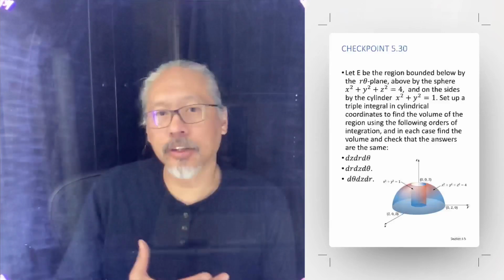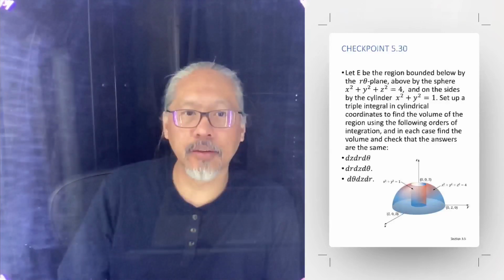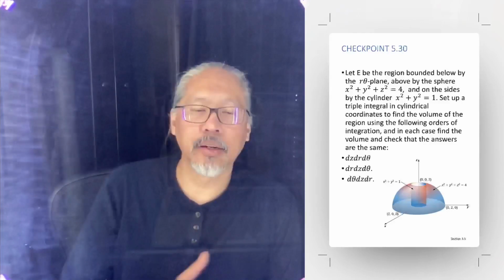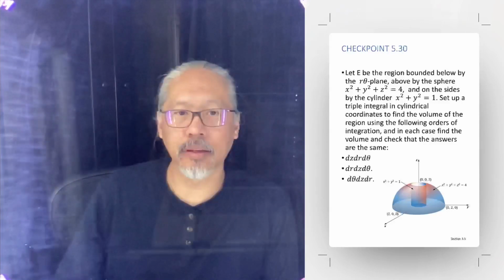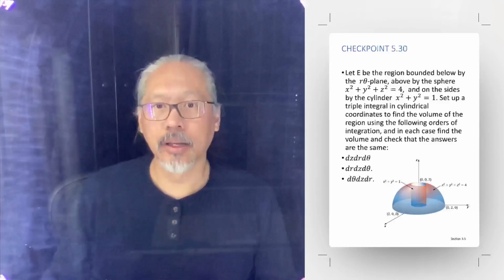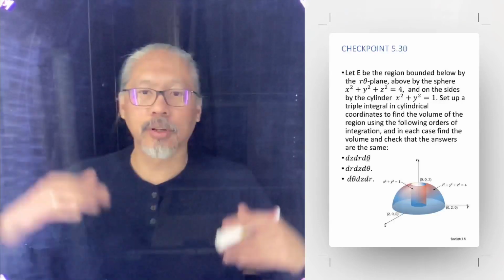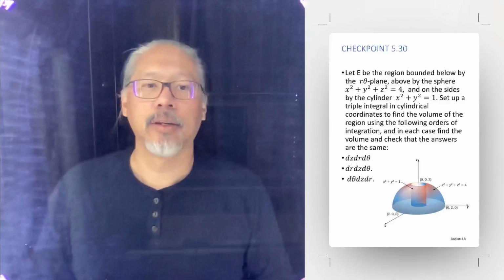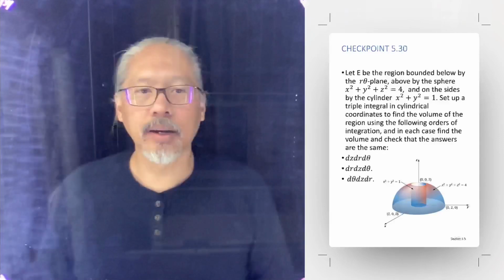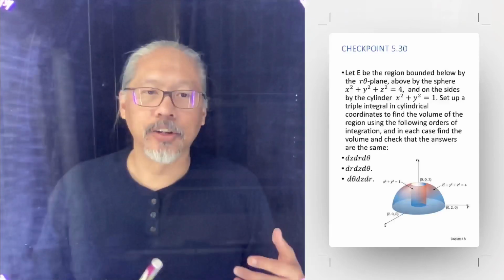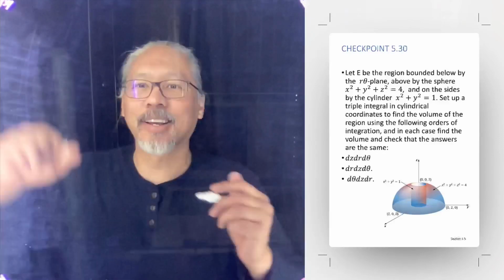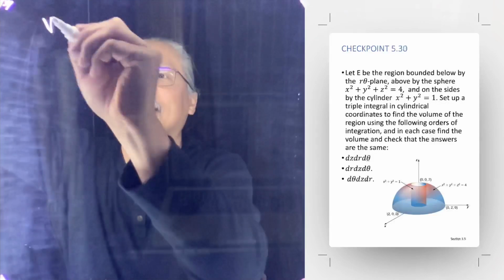Again, if you had a choice, the preference would be dz first and then dr d theta last, because dr d theta kind of falls naturally as polar coordinates from cylindrical to polar coordinates. And so the other two are just there, I guess, for us to look at this as an exercise.